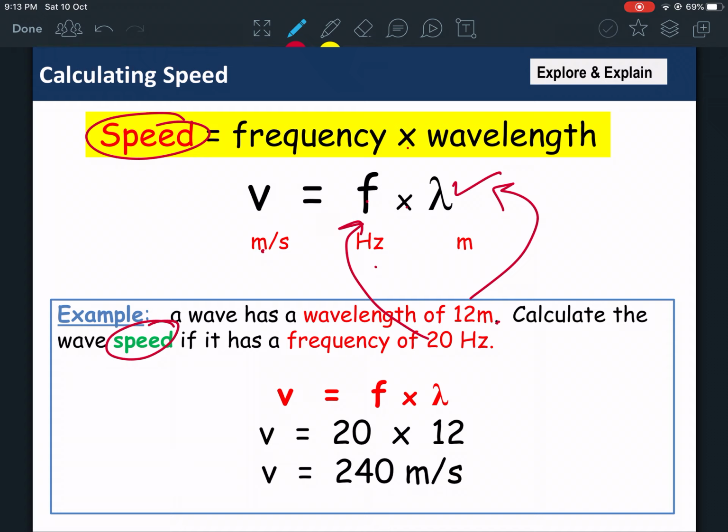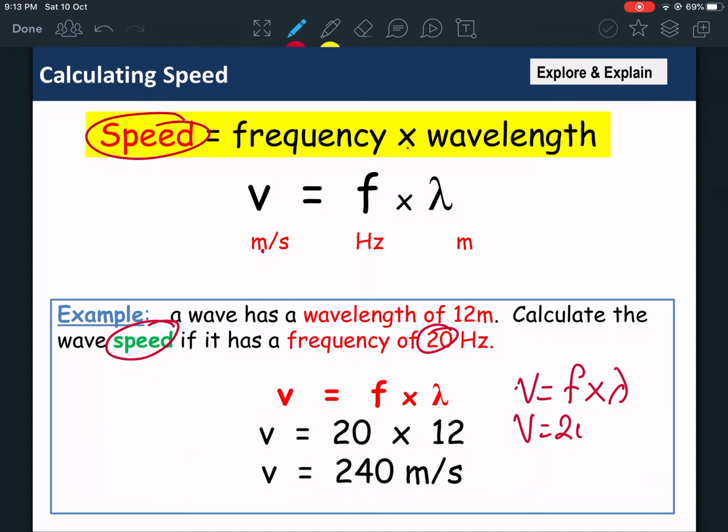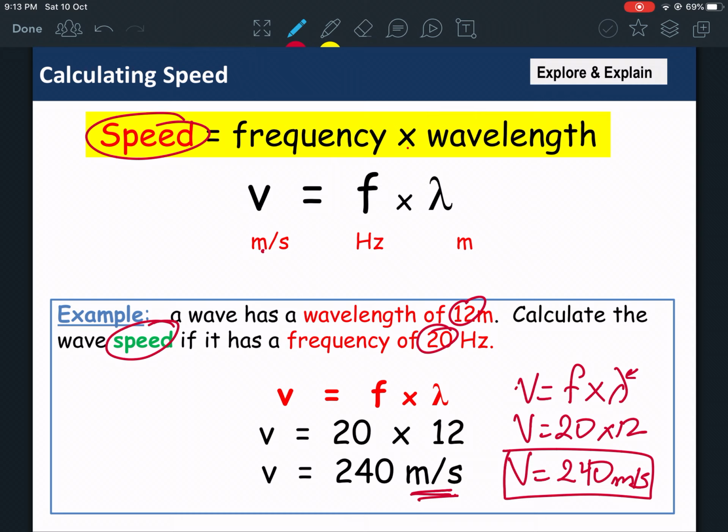So you put the formula, V equals F times lambda, just like here, the formula is up there. V equals F times lambda. V equals, how much is F? It's 20. So I'll put here 20 times, how much is lambda? Lambda is 12, times 12. I get a calculator and I check 20 times 12, it's 240. 240 what? I have to put the unit of measurement, meter per second. And this would be your speed when I say calculate speed.